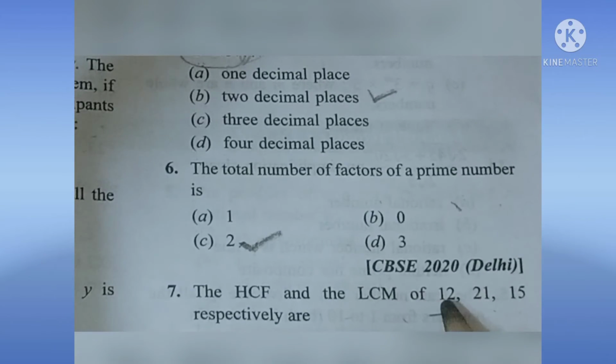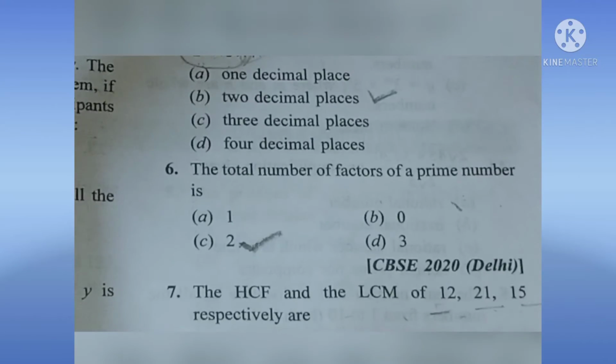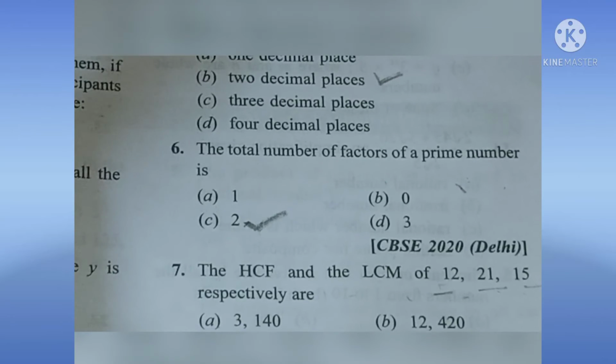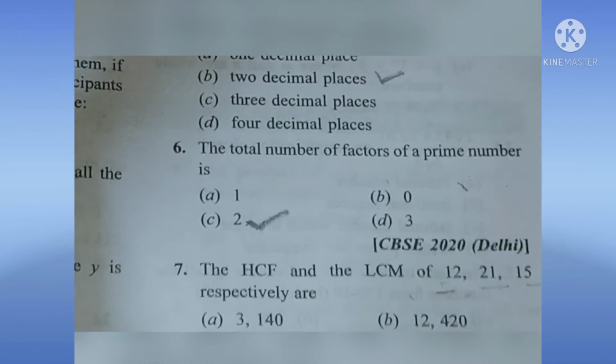So, let us check 12, 21, 15. These 3 numbers are divisible by 3. So, which will be the HCF? That is, 3 is the HCF. Then, what will be the LCM? That we want to know.